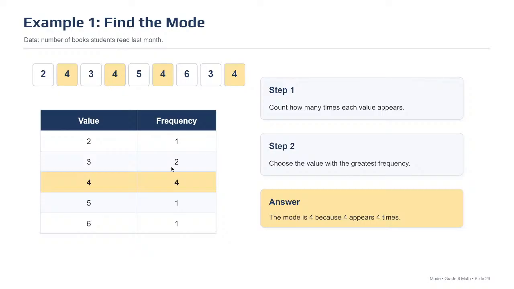Step 1, count how many times each value appears. Step 2, choose the value with the greatest frequency. Answer: the mode is 4 because it appears 4 times. When asked to choose the value with the greatest frequency, it's 4. While 3 is the next one, 4 is repeated more. So the mode is 4. It appears 4 times.